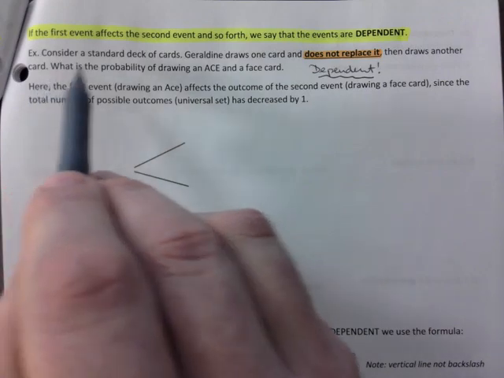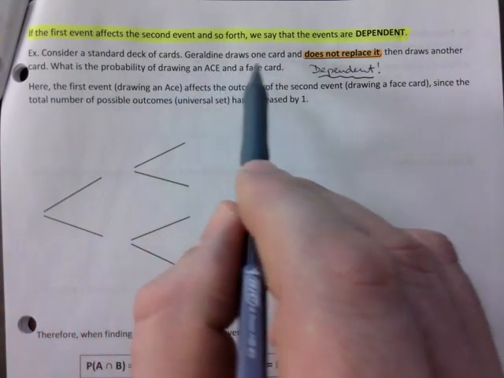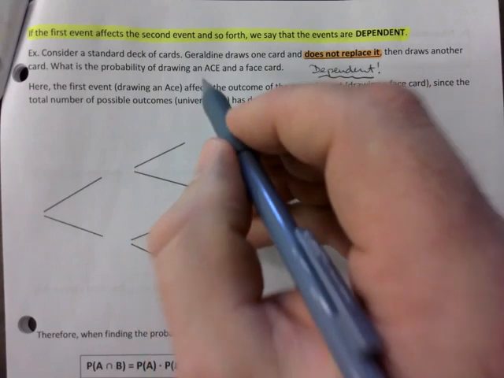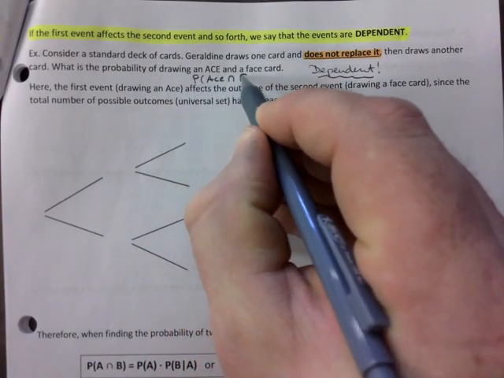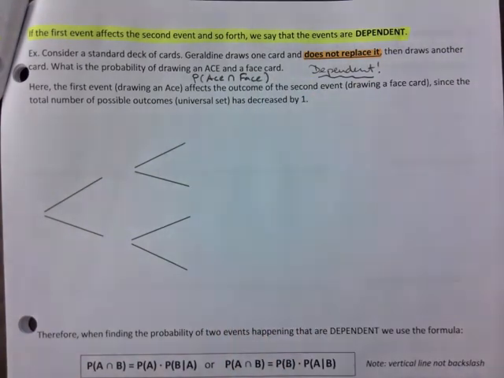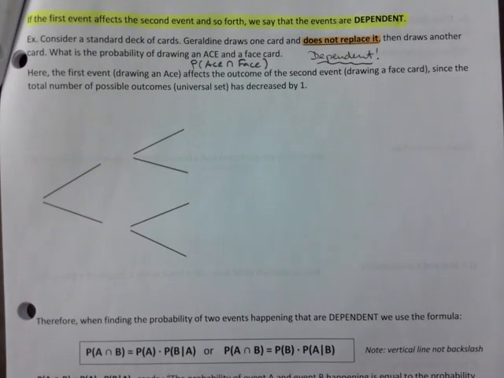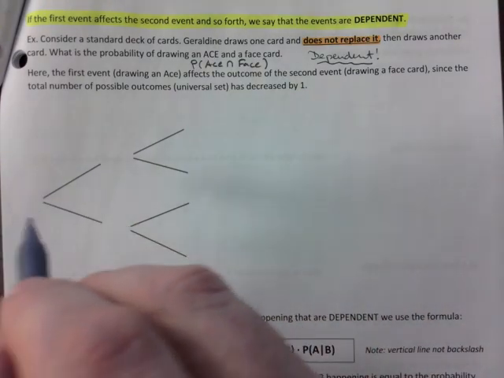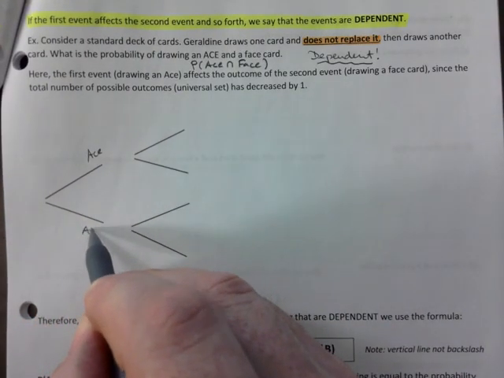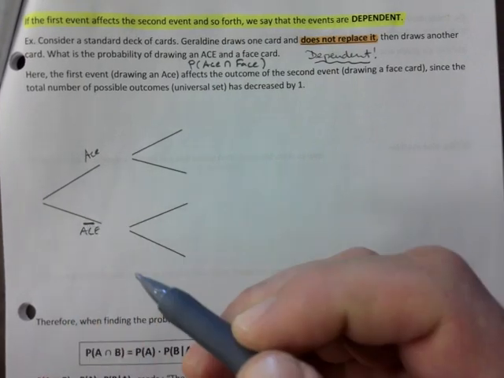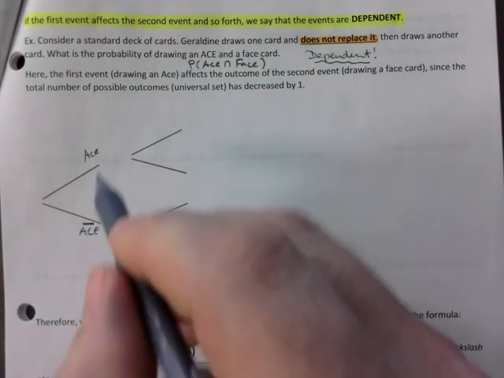Then she draws another card. What's the probability of drawing an ace and a face card? Okay. So it's asking for the probability of ace and face. That's what this question is asking. I like this tree diagram just because sometimes it does show up. So the first event is ace and not ace. That's what we're considering first.